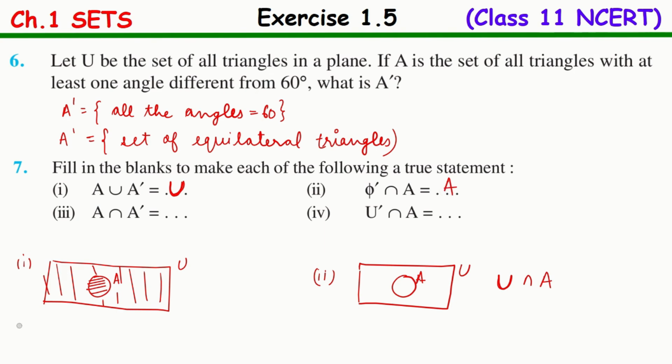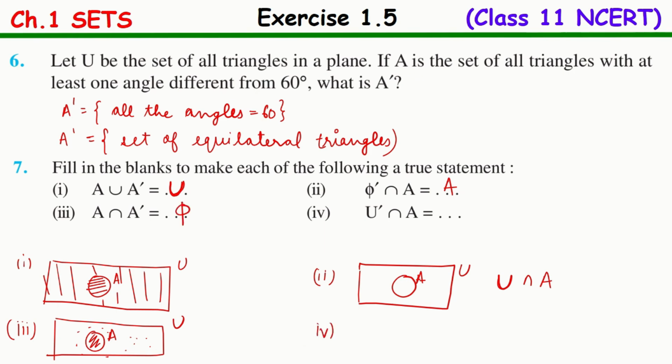Third part is A intersection with A complement. So this is A set, right? This is U set. So A is this one, complement is this part. So what is common here? There is nothing common, so this will be phi.